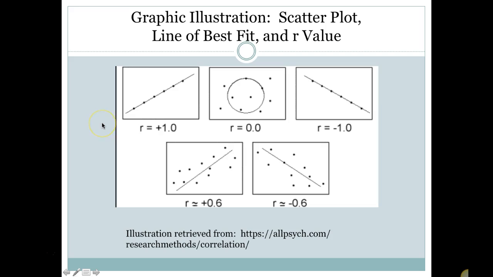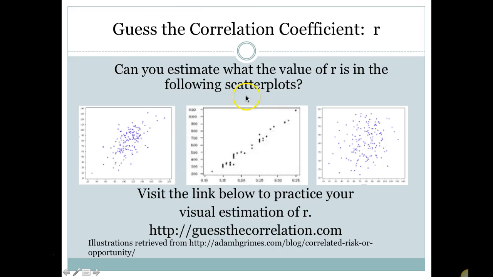These 5 scatter plots show the various relationships between two variables, their lines of best fit, and their r values. Correlations that slope upward from left to right have positive correlations, and correlations that slope downward from left to right have negative correlations. The closer the points are to the line of best fit, the closer the r value is to 1 or -1. If there is no linear relationship, the r value is 0.